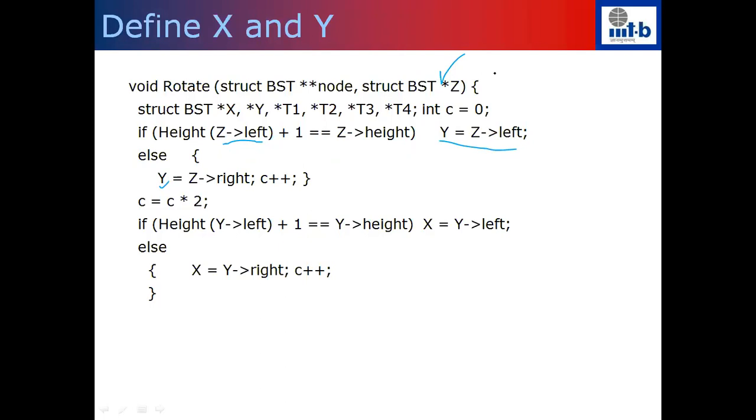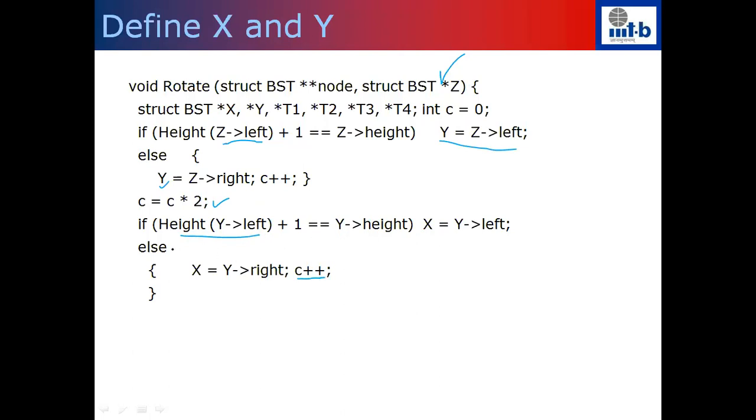And I have a variable to keep track of which of the 4 cases it belongs to. If I take a right turn, I will increment the counter by 1. If it's a left turn, I don't increment the counter. After I do this, I double the counter. Now again, I ask the question whether the height of Y left plus 1 is equal to the height of Y. If that is the case, then X is the left child. Otherwise, X will be the right child, and so increment the counter by 1.